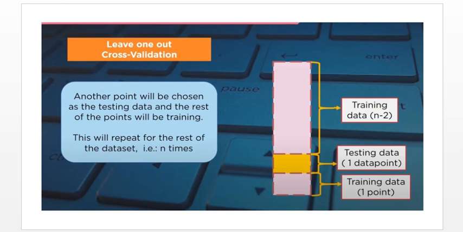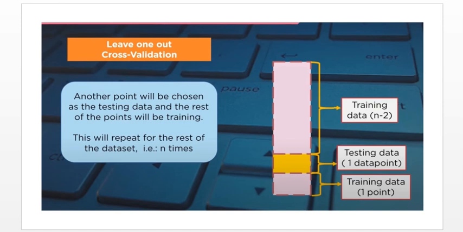A few advantages of this technique is minimal bias, as all data points are used for testing and training, and it is also suitable for small data sets where using every data point is essential. But one major drawback of this is it can be computationally expensive for large data sets, as the model has to train n times.